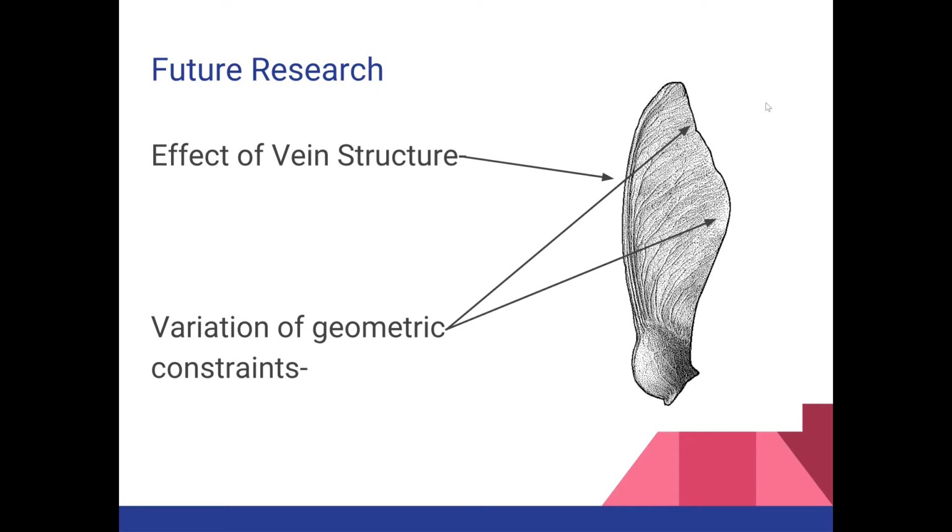If we were to do future research on this or wanted to understand it more, we would look at the effect of the vein structure. Obviously, having a more dense leading edge here helps produce that angle of attack as well as determine the airfoil. We'd also play around with the geometric constraints of it. Why is this seedling produced in this form? How would changing those parameters give a different result?